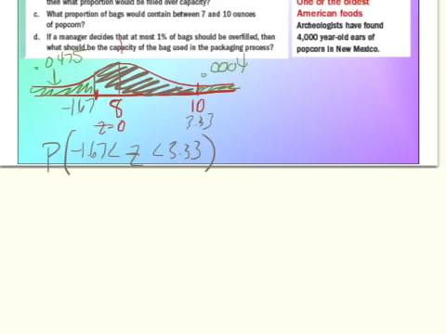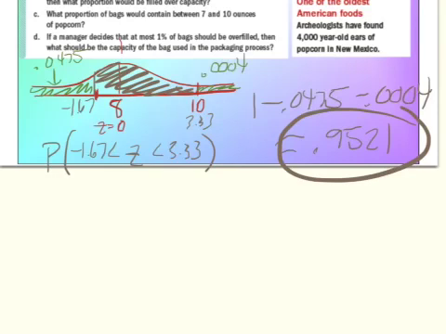Well, it's just going to be 1 minus the two numbers that we already found. That's why I suggest drawing the pictures of these graphs, because you can visually see it, hopefully making it easier to answer your question. Probability of this is going to be about 0.9521, or about 95.21%.